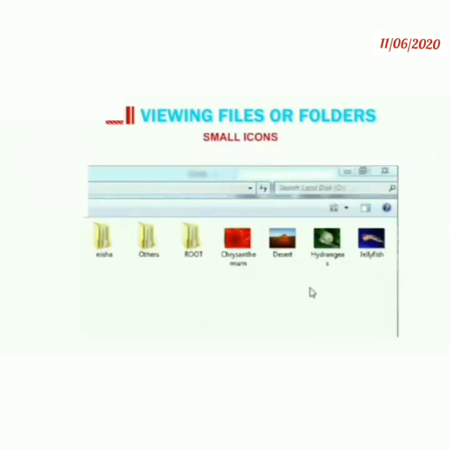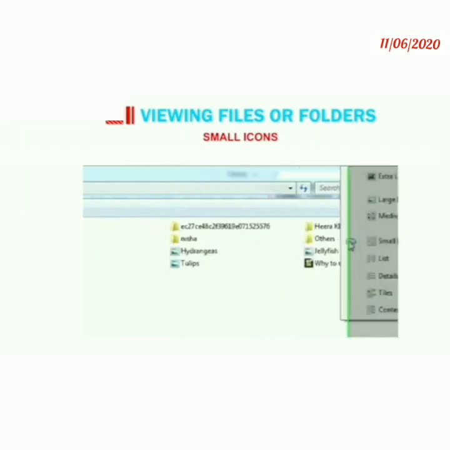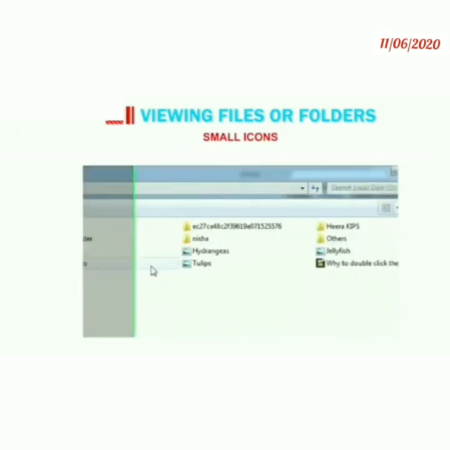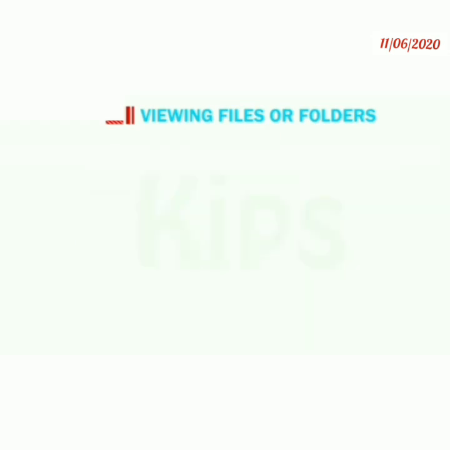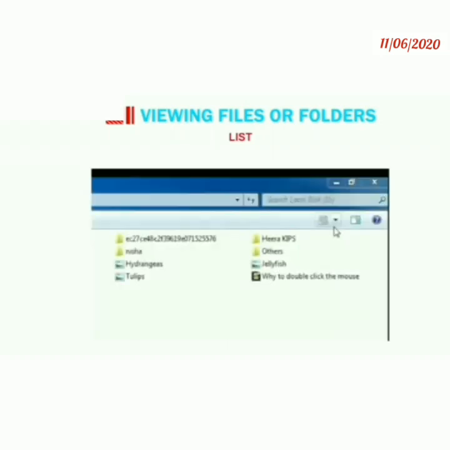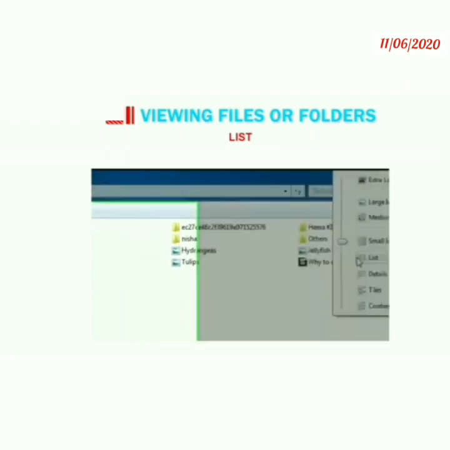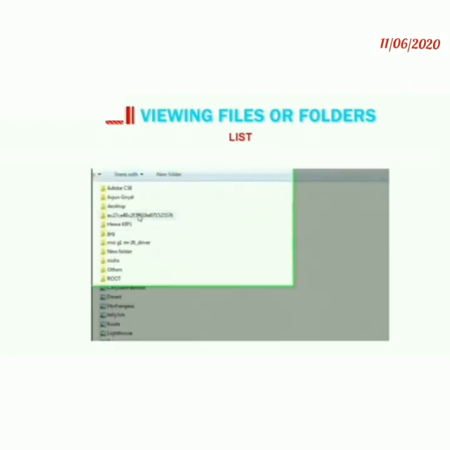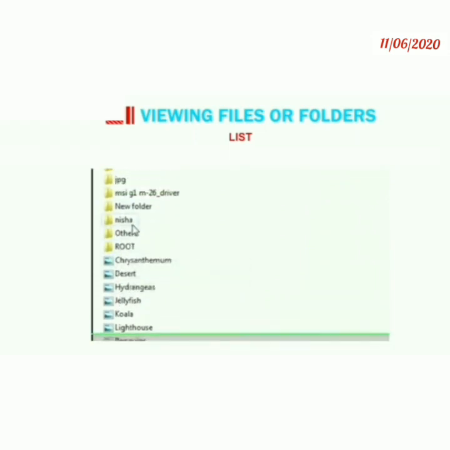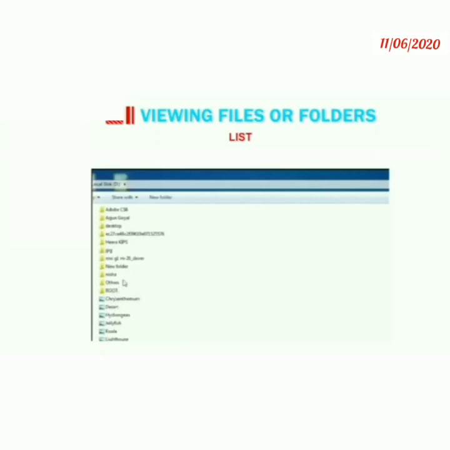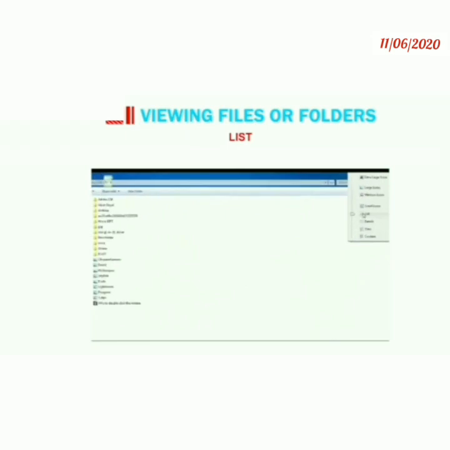Then next, small icons. Displays our files and folders as small icons without a preview of its contents. Alright, the file name is displayed next to the icon. Okay, then next mode, list. It allows us to display the content as a list of files. This view is useful if our folder contains many files and we want to scan the list for a file name. We can also sort our files and folders in this view.